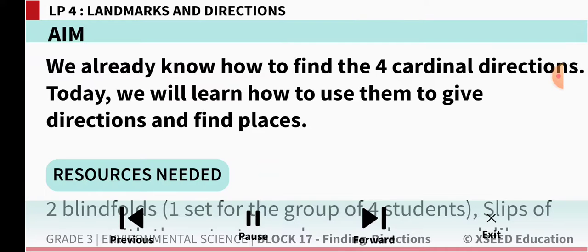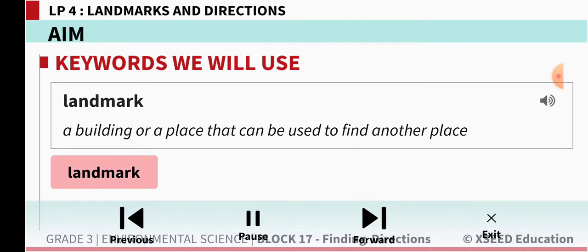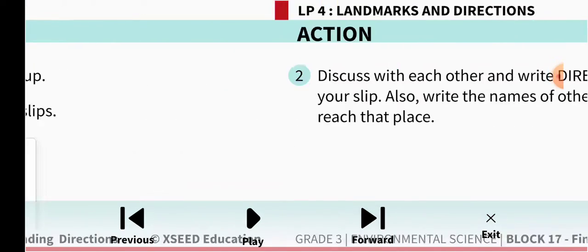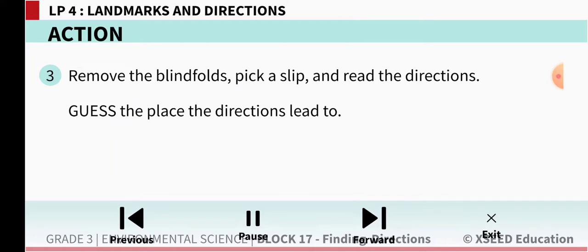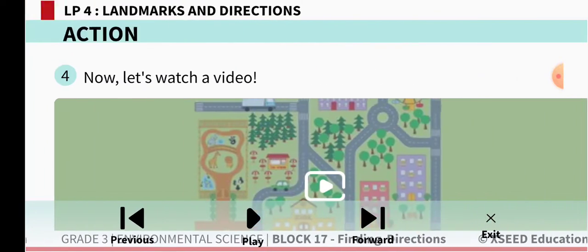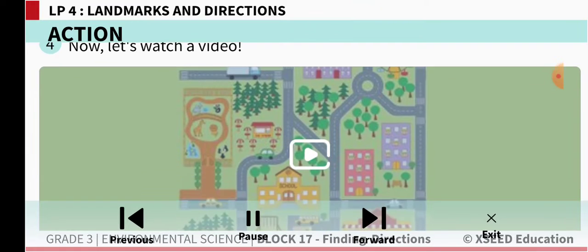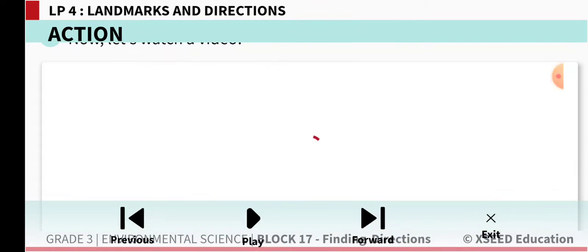We already know how to find the four cardinal directions. Today we will learn how to use them to give directions and find places. Right? So, the landmark, what is the meaning of a landmark? A building or a place that can be used to find another place. Yes, landmark means a building or a place that can be used to find another place. So this is an activity, actually it needs a big group, and because this is an online class, here we have this video. So let us watch this video.